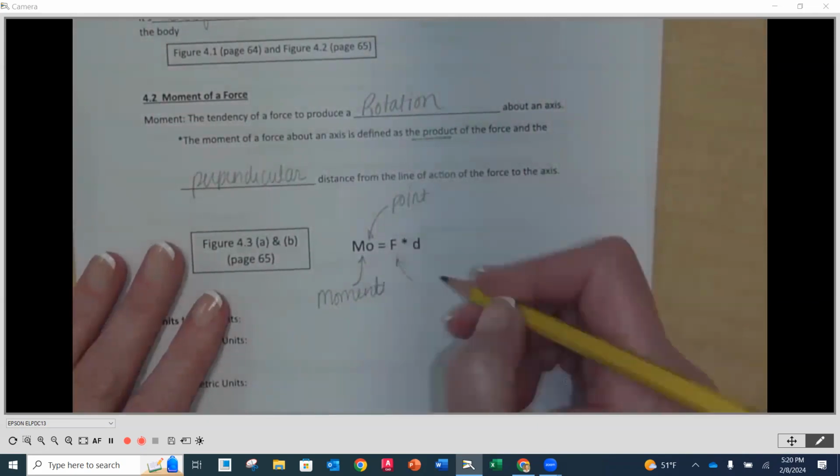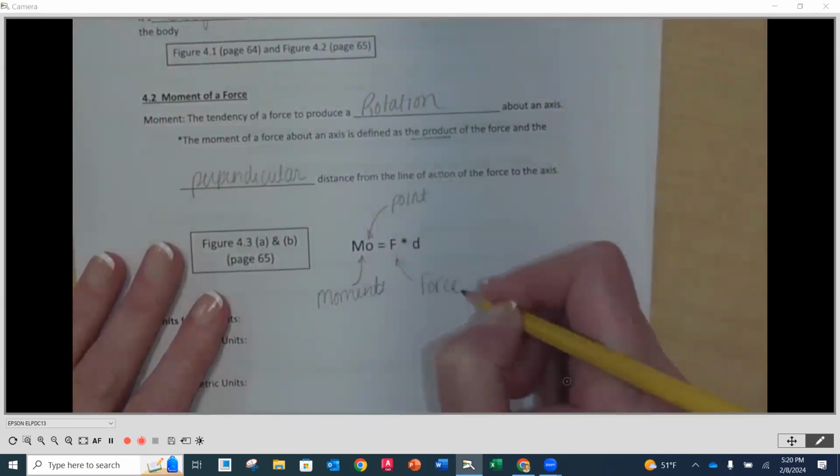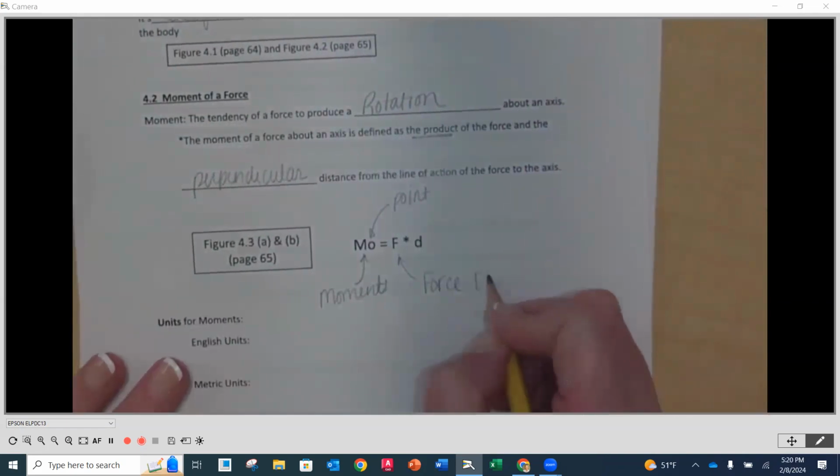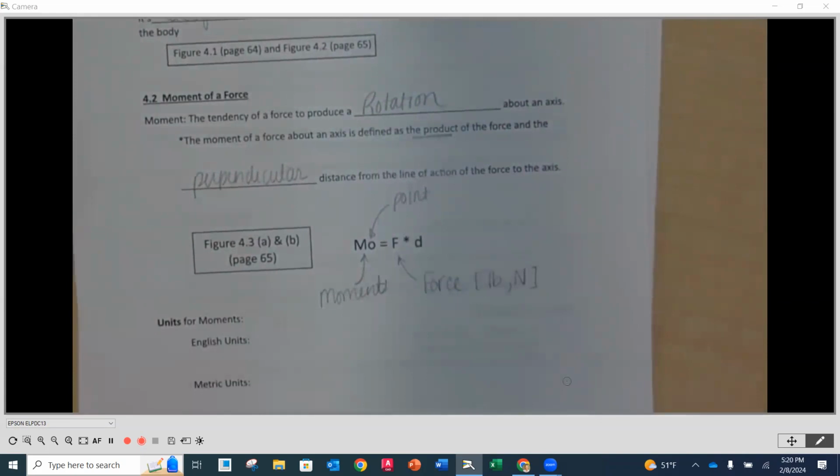Capital F is the magnitude of the force. So we would expect those units to be in pounds, newtons, those types of things. I'll put that in back of this. So this is going to be pounds, newtons, kips. Any units for force would be applicable. Units for mass would not be, so a kilogram will not go in there, okay?